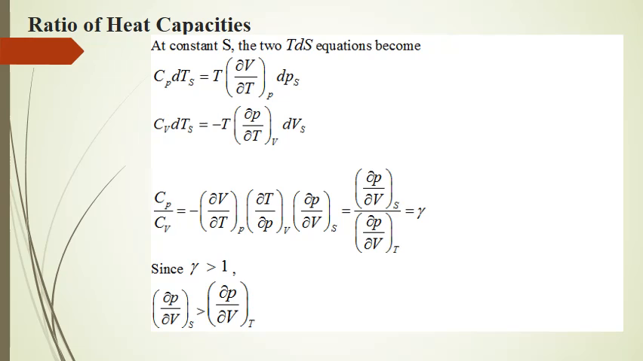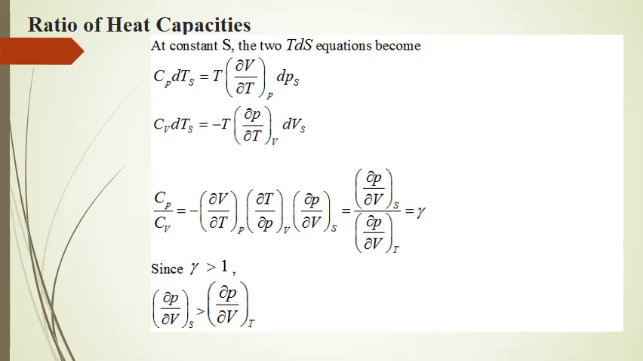Ratio of heat capacities. Now from the first and second TdS equations, if we keep entropy constant, we can get these two expressions. Cp into dT when entropy is constant is equal to T into del V upon del T when pressure is constant into dP when entropy is constant. Second expression is Cv into dT when entropy is constant is equal to minus T into del P upon del T when volume is constant into dV when entropy is constant.